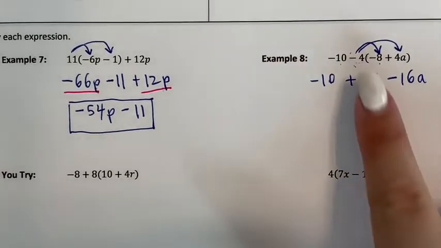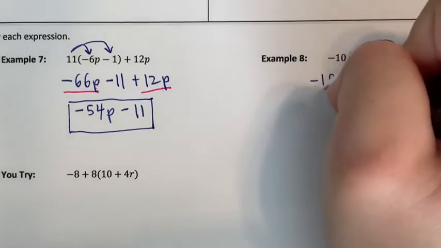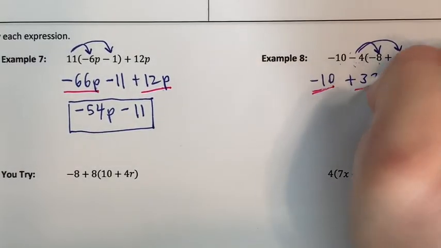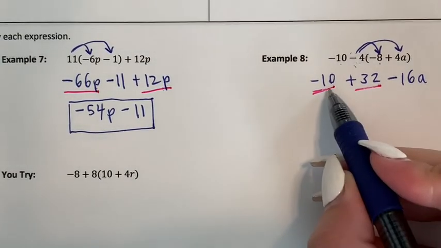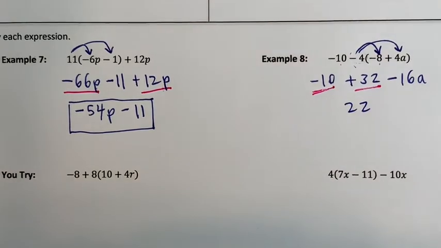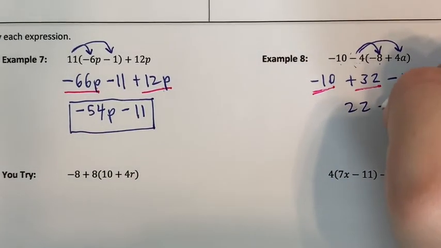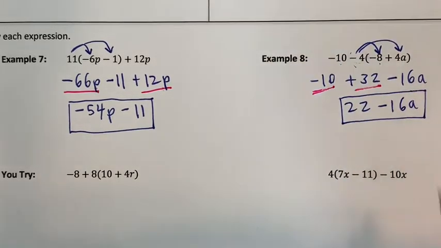So I'm done. I did the distributive property, and now I get to combine like terms. And in this case, I can see that I have 2 constant terms, the -10 and the positive 32. So I can do negative 10 plus 32, which gives me 22. And then I still have my variable term, the negative 16a. And this would be your final answer, 22 minus 16a.